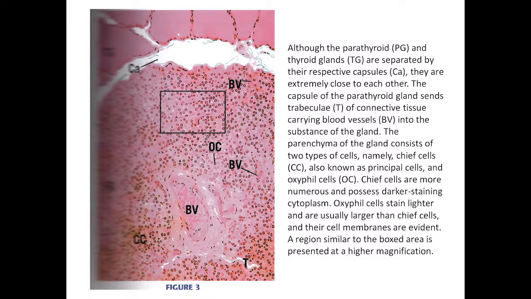Although the parathyroid gland and thyroid gland are separated by their respective capsules, they are extremely close to each other. The capsule of the parathyroid gland sends trabeculae of connective tissue carrying blood vessels into the substance of the gland. The parenchyma of the gland consists of two types of cells, namely chief cells, also known as principal cells, and oxyphil cells. Chief cells are more numerous and have a darker-staining cytoplasm. Oxyphil cells stain lighter and are usually larger than chief cells, and their cell membranes are evident. A region similar to the boxed area is presented at a higher magnification.